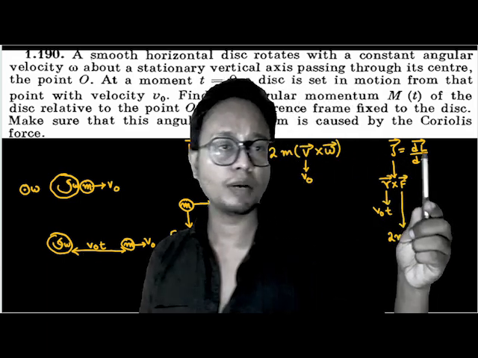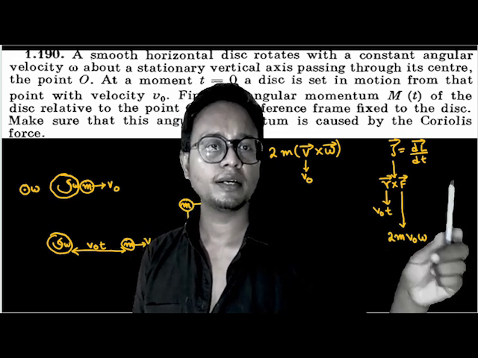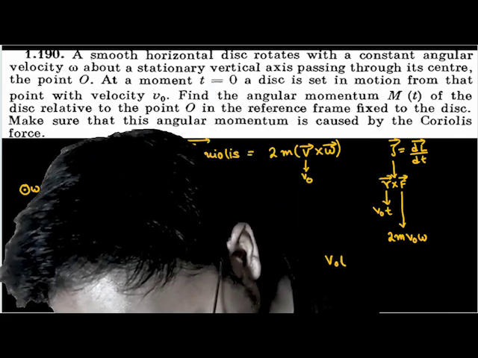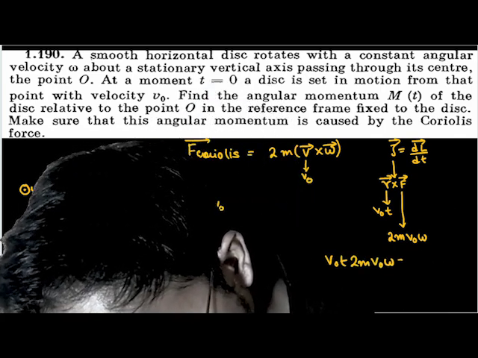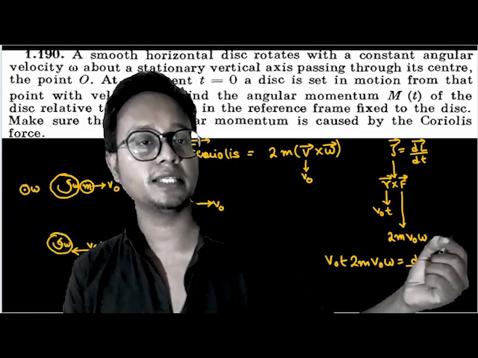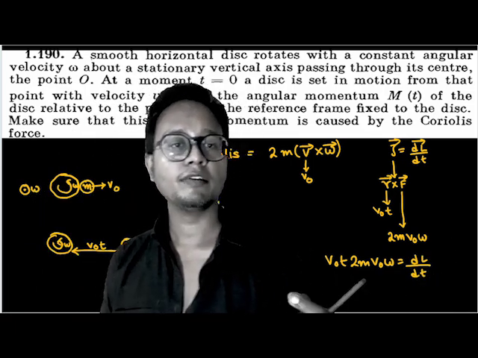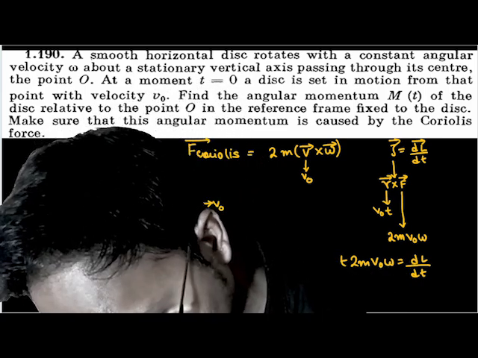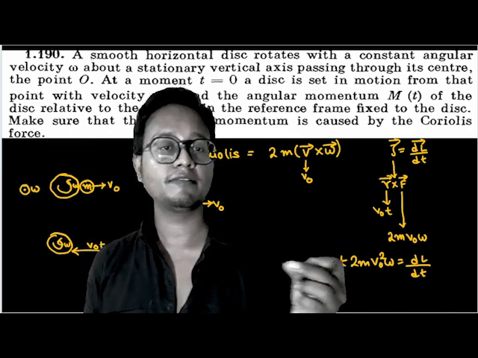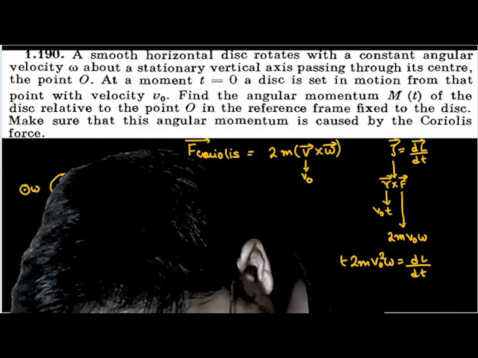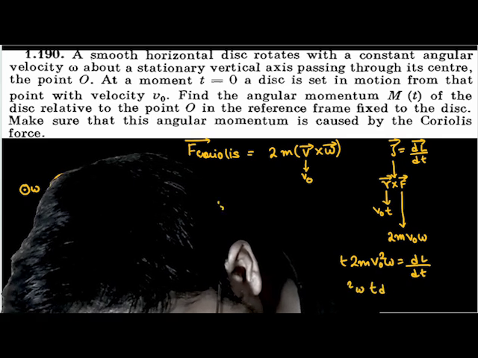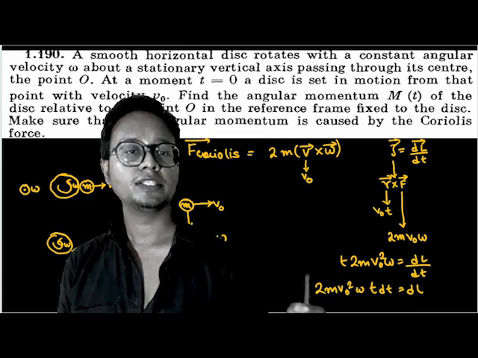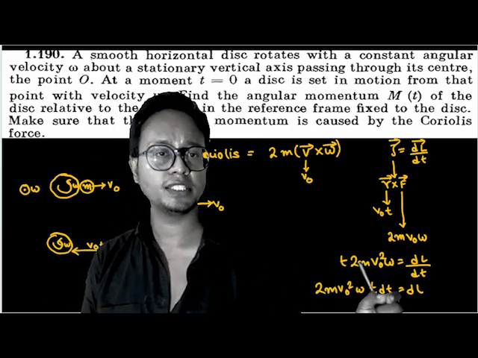So if you have to write the angular momentum as a function of time, you have to integrate this, isn't it? So if I write my entire equation, just see this equation. v naught t into 2m v naught omega is equal to dL by dt. dL is the angular momentum change and dt is the time. Here v naught and v naught will become v naught square. If I send this dt to the left hand side, it becomes 2m v naught square omega into t dt is equal to dL. Now if I integrate left hand side and right hand side, this 2m v naught square omega is already a constant. None of them are changing, isn't it?